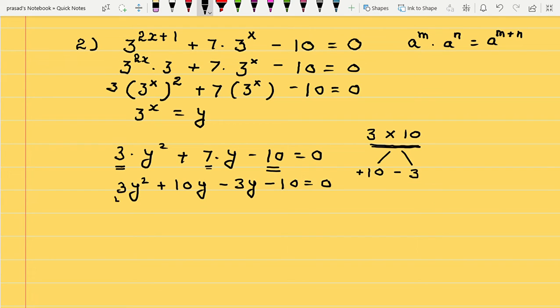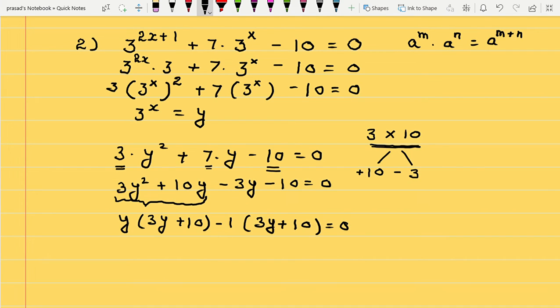So from these two terms, take y common. So that gives 3y plus 10 inside. Take negative sign out here. And from 3y and 10, you can take only one common. So the second bracket here will be 3y plus 10 again, because I am taking minus sign out, negative 10 will become positive 10. And hence the two factors are 3y plus 10 and y minus 1 is equal to 0.